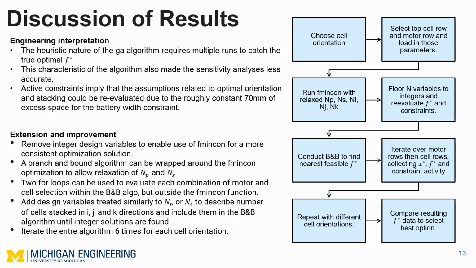integer solutions. Additionally, there was a consistent gap of 70 millimeters for our battery width, but the active constraint blocking additional cells was voltage, not packaging space. So if we separated our wiring variables from our stacking variables, we could potentially add capacity, resulting in more range. However, since this would add more integer variables, we would need to iterate the fmincon function even more times to identify the true optimal solution using these workarounds.